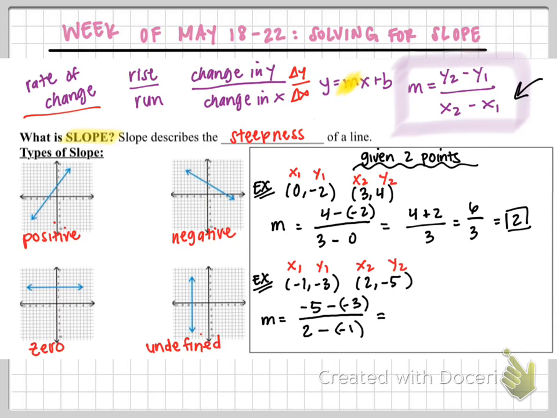And now simplify. -5 minus -3. Negative times the negative gives me a positive. Okay, and then on the bottom, same thing. Negative times the negative gives me a positive. Almost there. -5 plus 3, that gives me a -2. And then on the bottom, 2 plus 1 gives me 3. And I cannot simplify that anymore, so I'm just going to leave this as my answer for my slope.